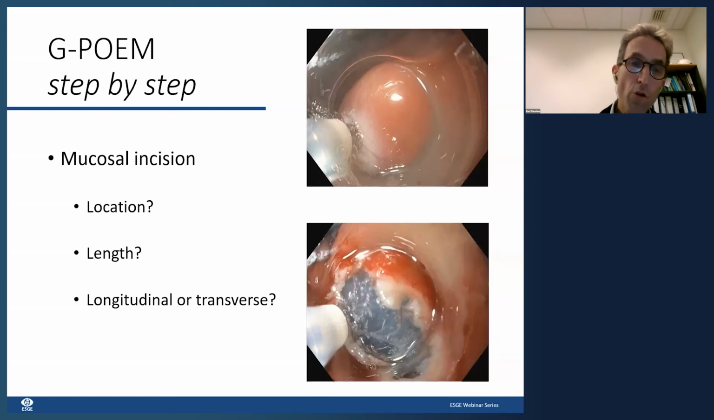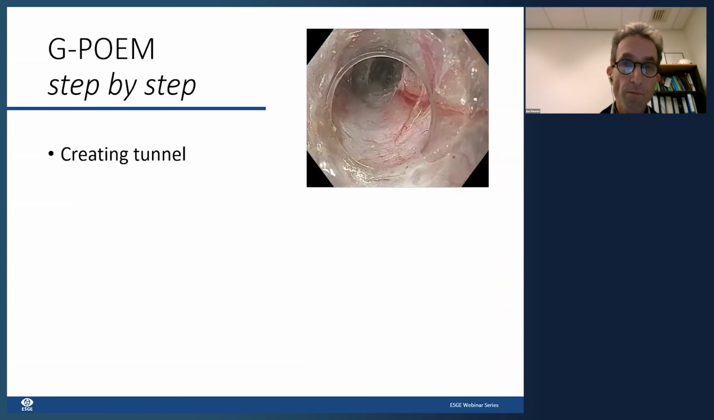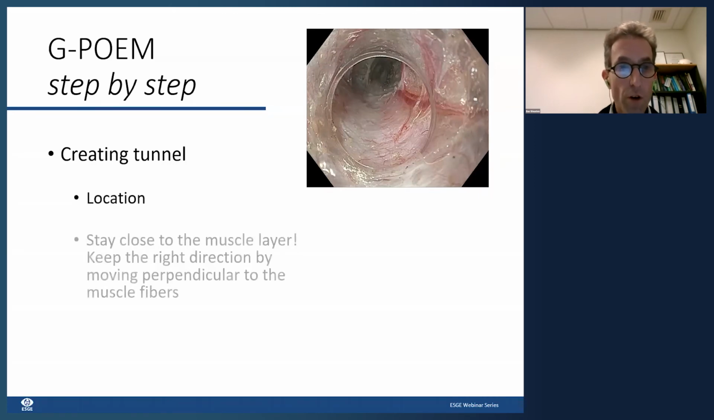You can choose either a longitudinal or a transverse incision. The longitudinal incision is much easier to close with hemoclips. The transverse incision is easier to access the submucosal space in, but I prefer the longitudinal incision. Then the next step is the creation of the tunnel itself, and there are a couple of factors which are important.